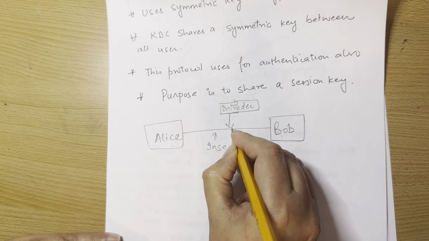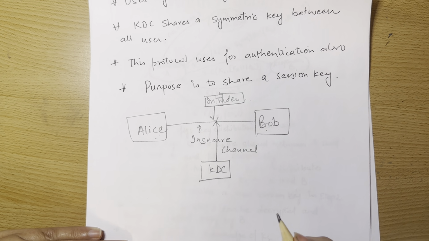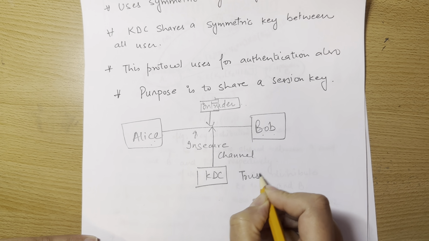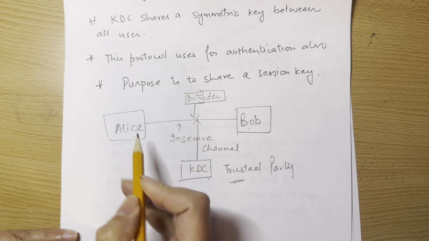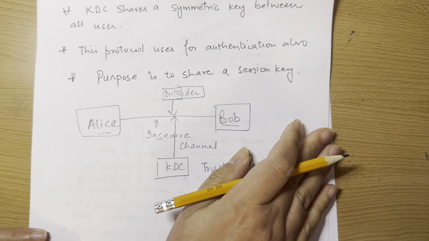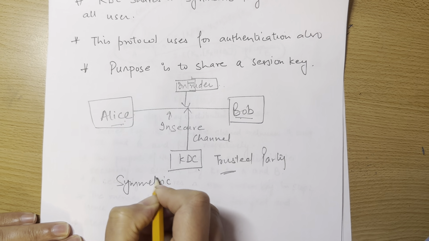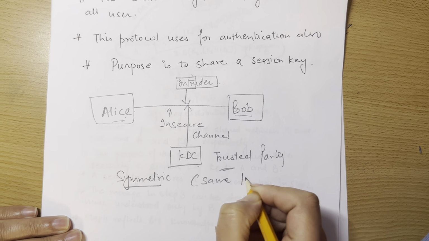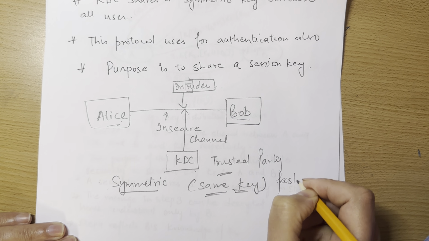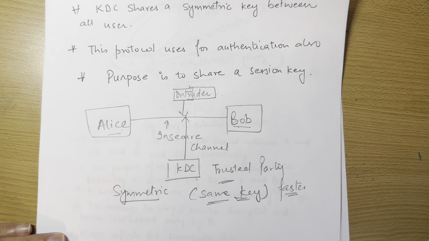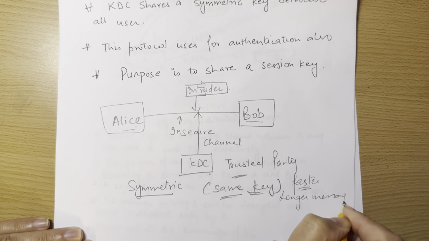And then the fourth actor in this scenario is the KDC. KDC is called Key Distribution Center, which is a trusted party. We will use this KDC to have a session key between Alice and Bob. It uses symmetric encryption. Symmetric means the same key is used by both parties for encryption. It is faster than asymmetric encryption and suitable for longer messages.